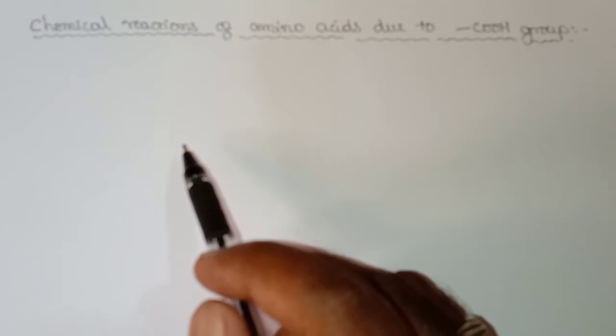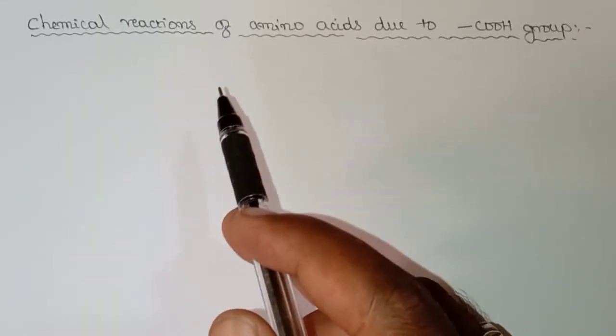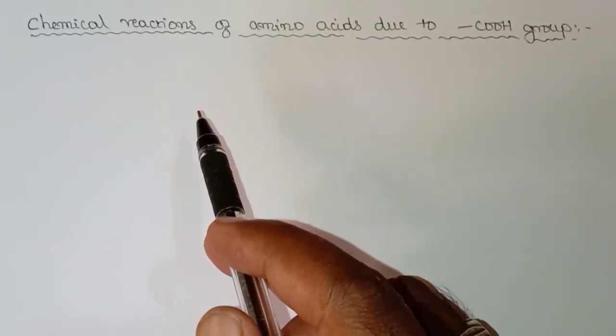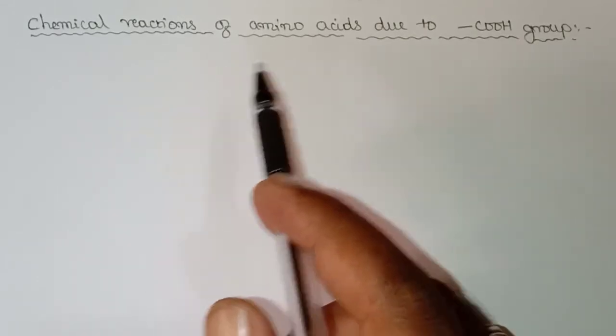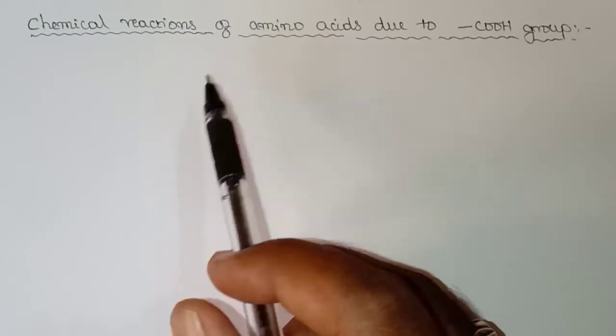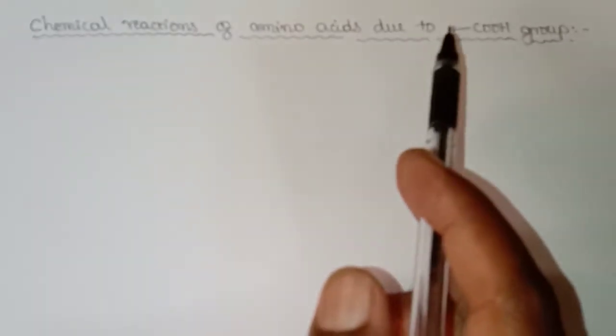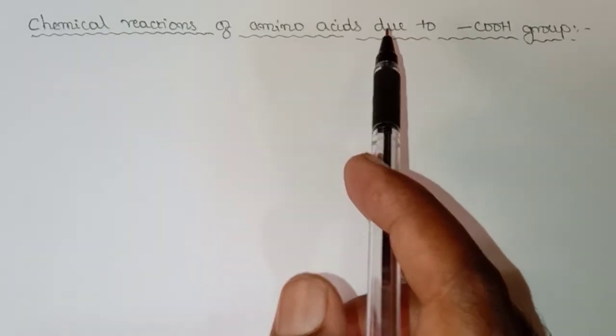In our last video, we discussed the chemical reactions of individual amino acids that occur due to the amine, that is the NH2 group, present in the skeletal structure of an amino acid. If you have not seen that video, the link has been given here and you can click on it to go directly to that video.